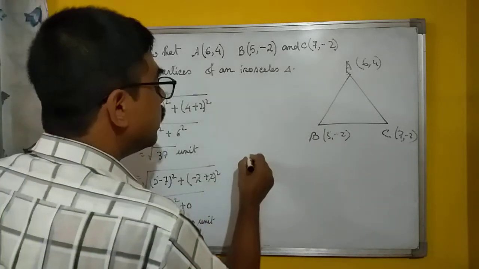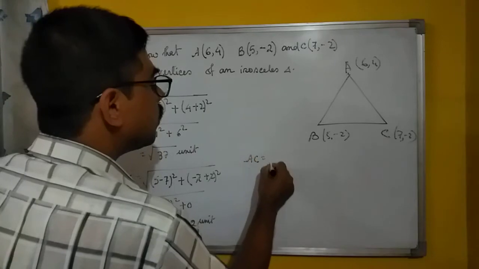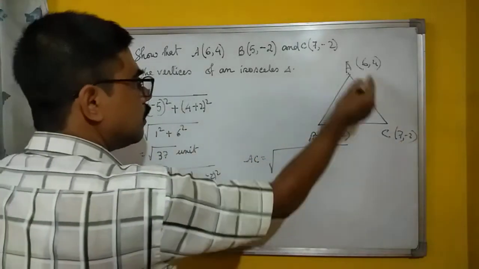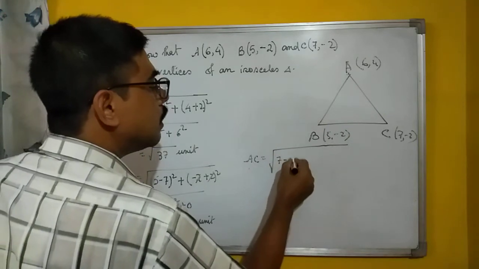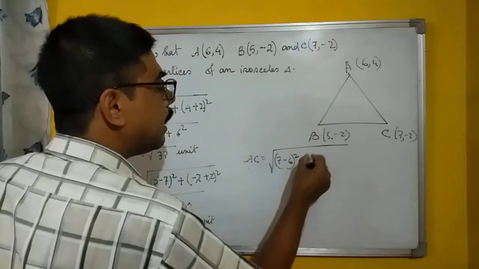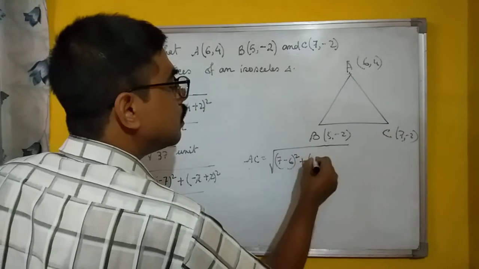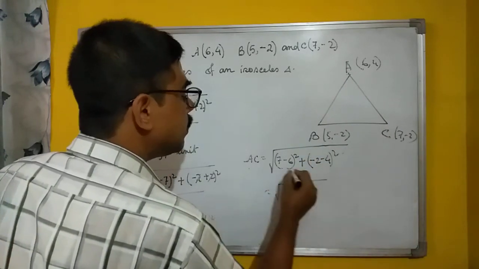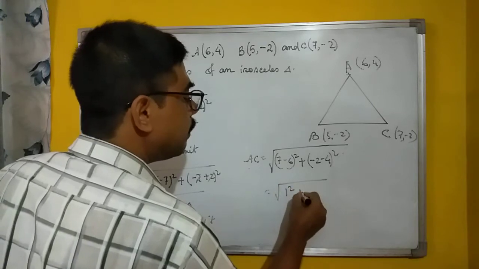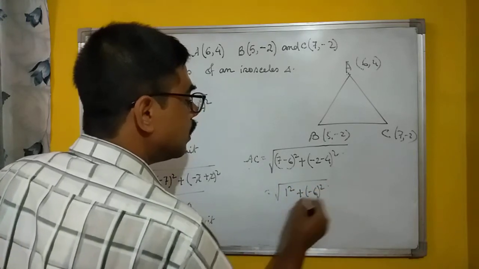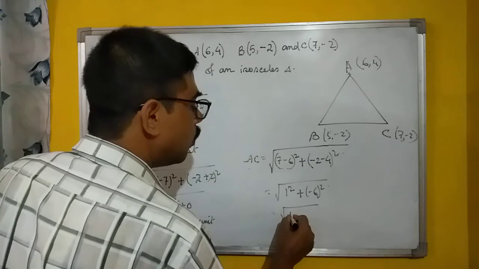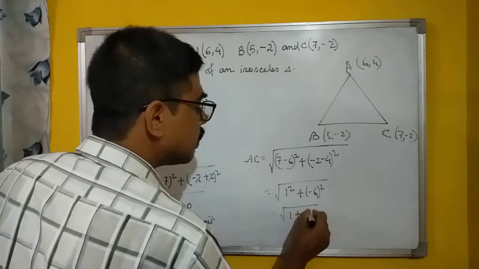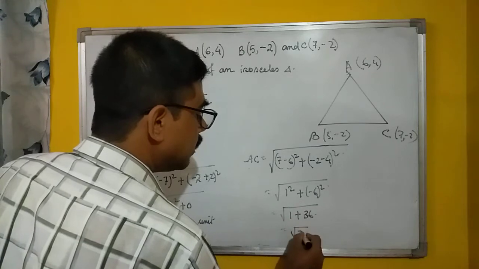Find AC then. AC is root over (7 minus 6) whole square plus (minus 2 minus 4) whole square. So it is minus 1 square plus minus 6 square. So it will be root over 1 plus 36, root over 37.